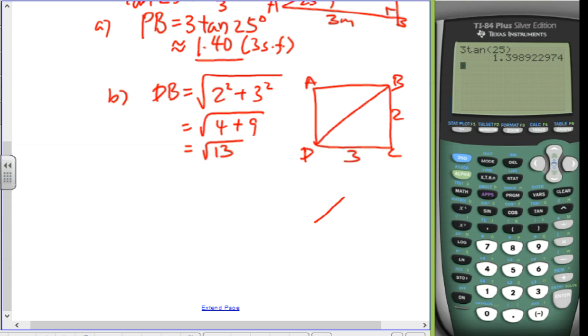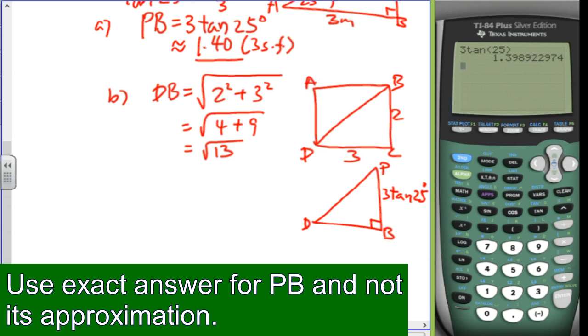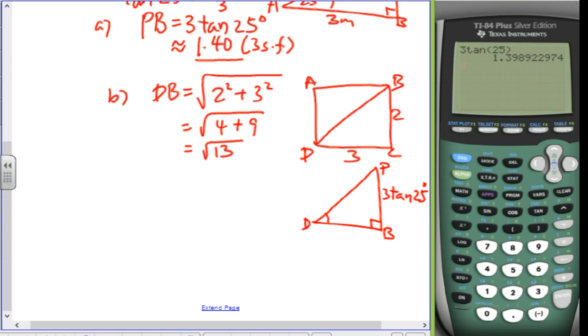And then the next thing that I need is this right-angled triangle. This is D, P, and B. PB we obtained just now is 3 tangent 25 degrees, whereas DB is the square root of 13. Therefore, I can find out this angle here.